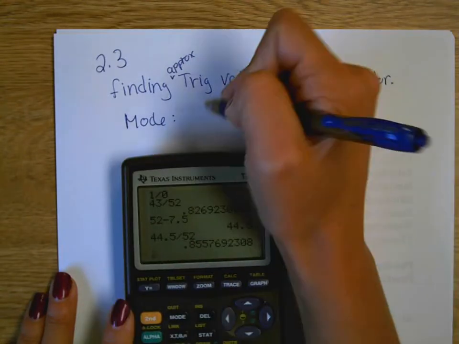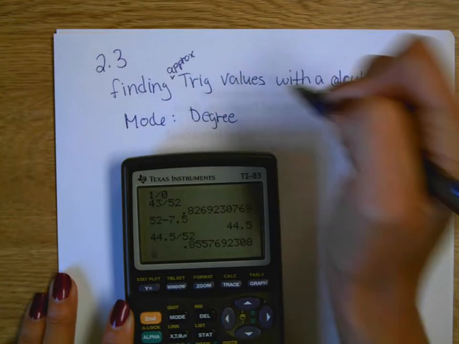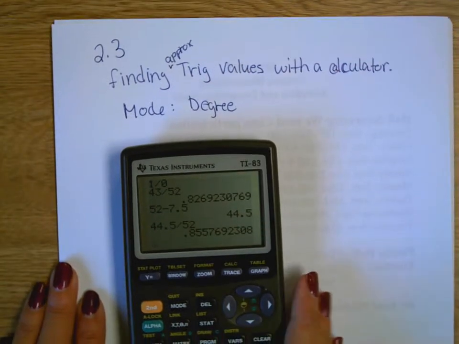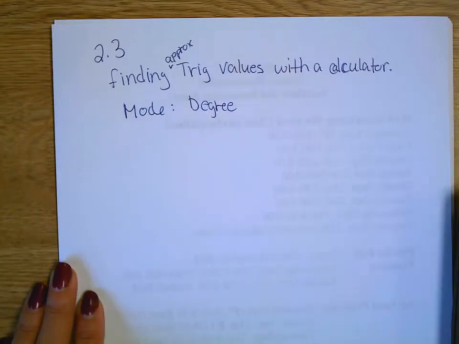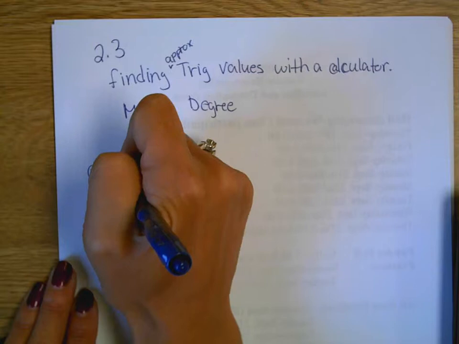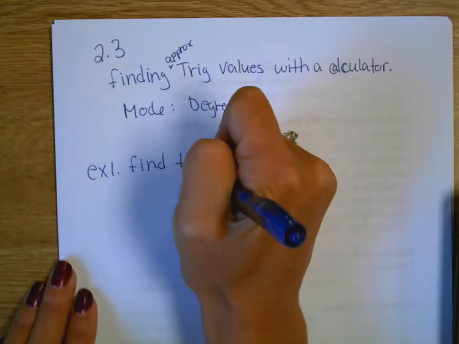What's the difference between degrees and radians? You're going to find out in chapter 3 what a radian is. Now what do I go through after mode? Third line. There you go.